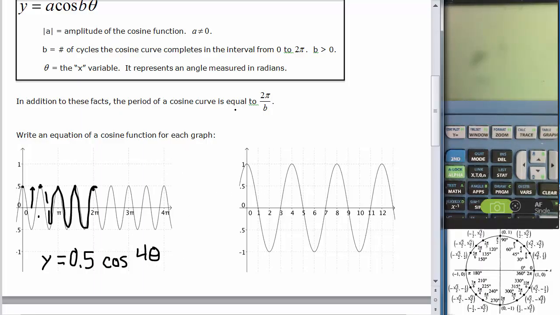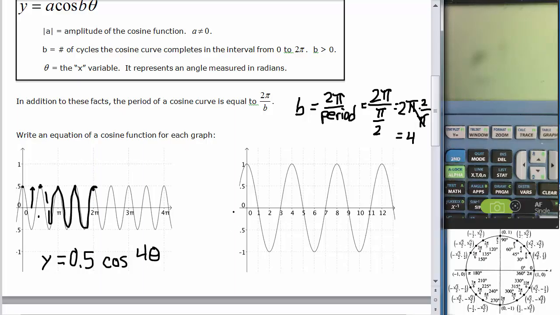Another way of figuring out what b is equal to is the period is equal to 2 pi over b. You can also find b by taking 2 pi divided by the period. And in our first example, to figure out what b was equal to, you could have taken 2 pi and divided by the period. The period of this graph, it looks like it repeats every half of a pi, or pi over 2. And if you take 2 pi divided by pi over 2, that's the same thing as 2 pi times 2 over pi. Pi's cancel and you get 4.